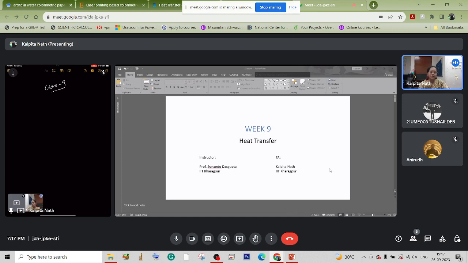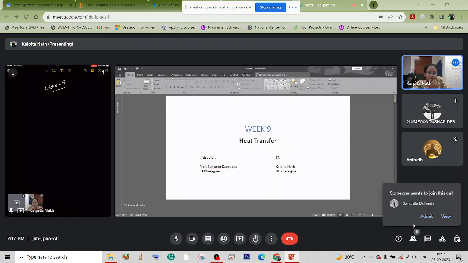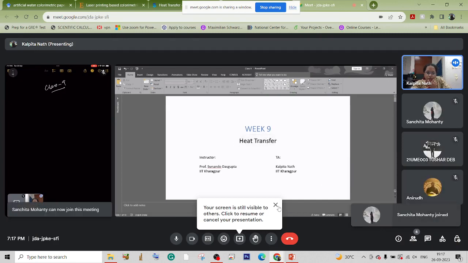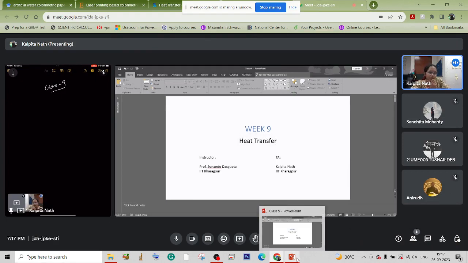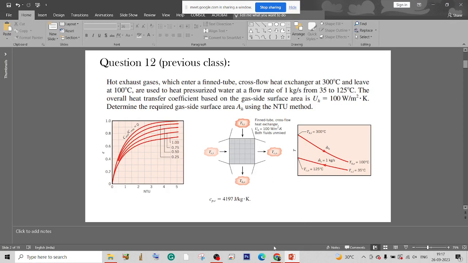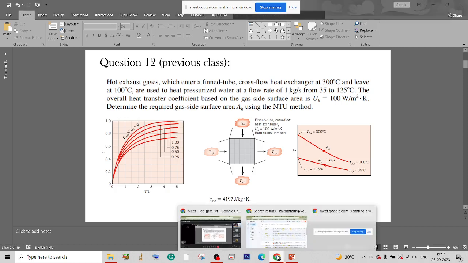The previous day was also based on heat transfer question solving of heat exchangers. There were 3 questions shared previous day that, because of the time constraint, we were unable to solve. So I'll share those questions first, and we'll try and solve them, and then we'll go with today's problems.